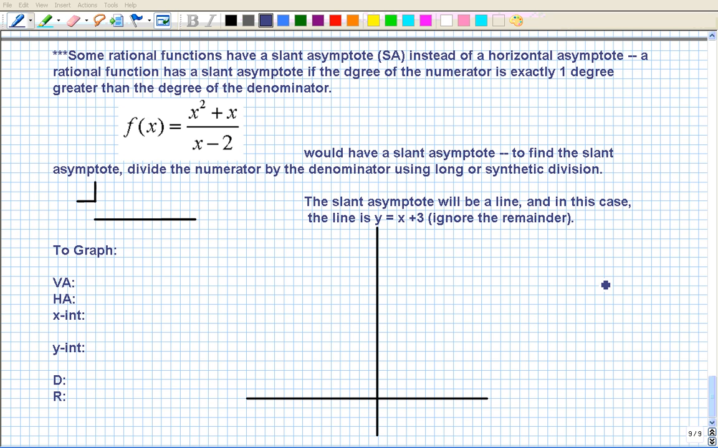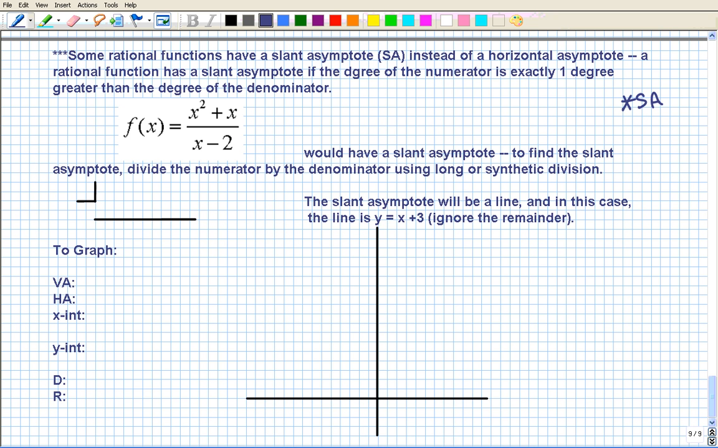But we need to talk about one more thing before we finish this up, and this is the last slide of information. So you can take a deep breath, but you need to pay attention. Some rational functions have a slant asymptote instead of a horizontal asymptote. Remember on the BOBO-BOTN, I said if it's bigger on top, there's no horizontal asymptote, but I put that little star SA, and that means to check for a slant asymptote.